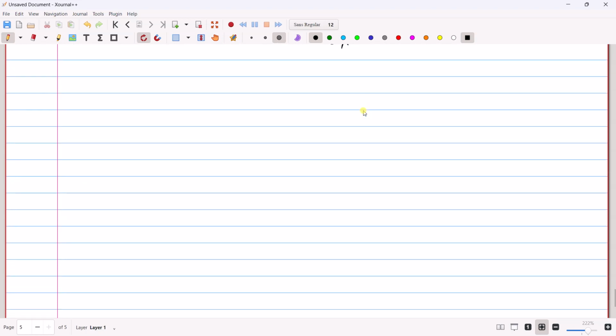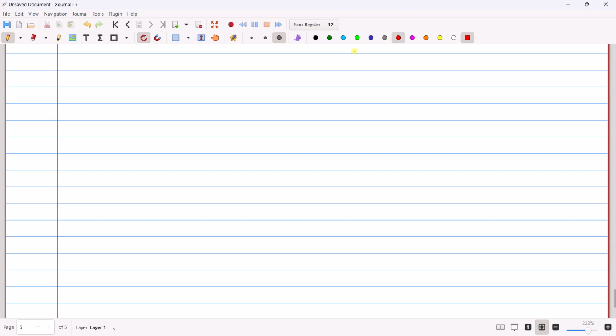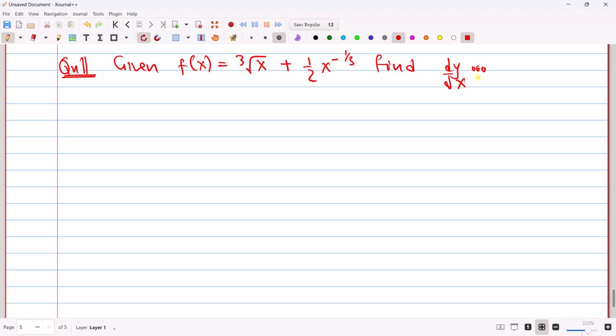But to get this, let's look at more examples, because one example cannot do justice. So let's look at another one. So another one you can be given, they can say given maybe a function f of x, which is defined as cube root of x plus half x to minus 1/3, find dy dx.